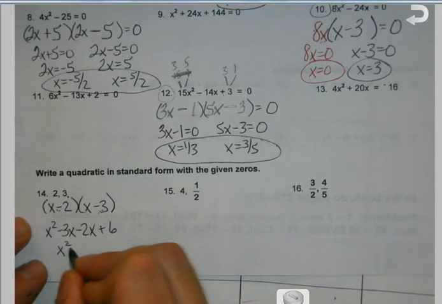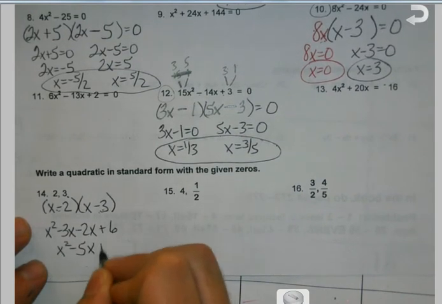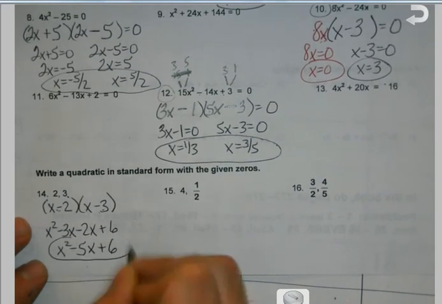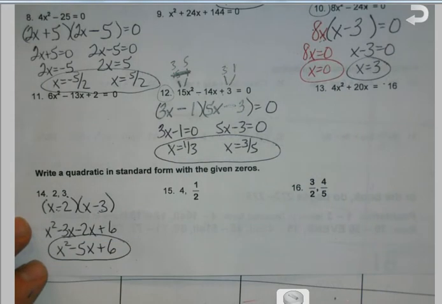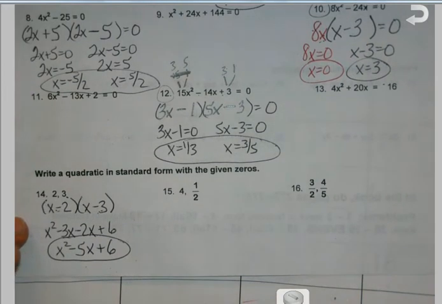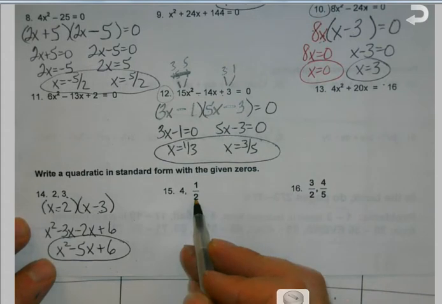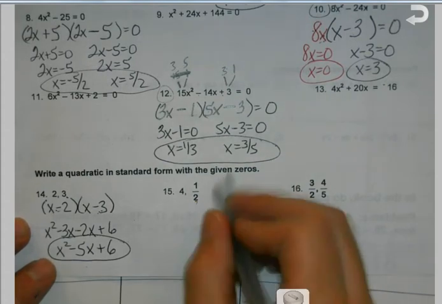Combine my like terms. So basically what I'm doing is I'm going from the answers back to the original problem. Up above in the last section, we were going from the original problem, finding the answers. So we're just reversing everything. Now it gets a little more interesting when we start getting into fractions, and I've got a way to help you clean that up a little bit.